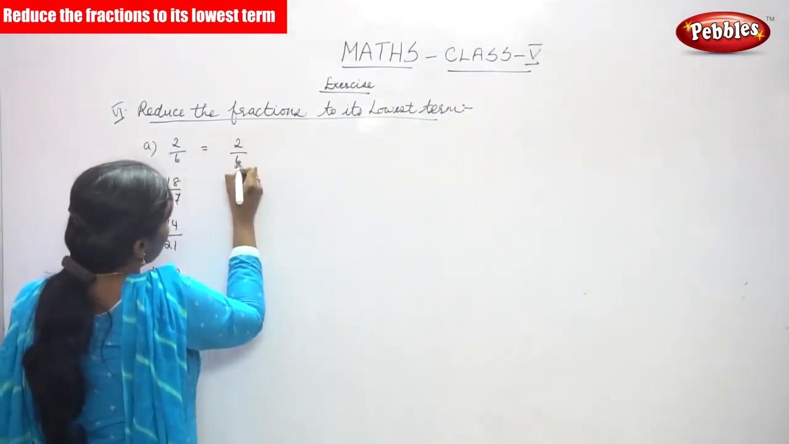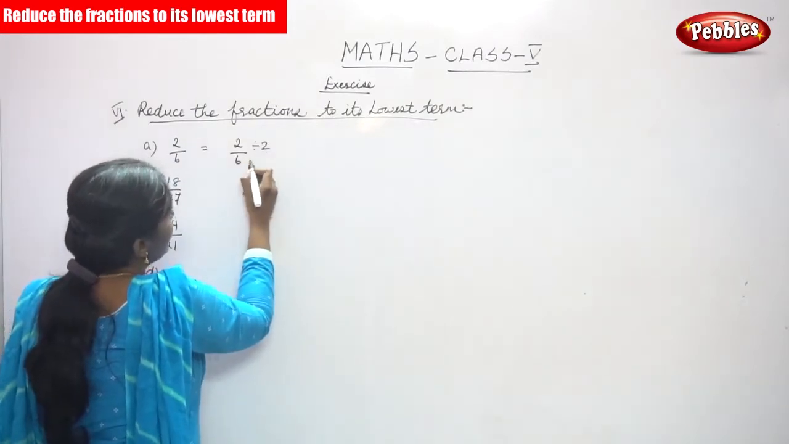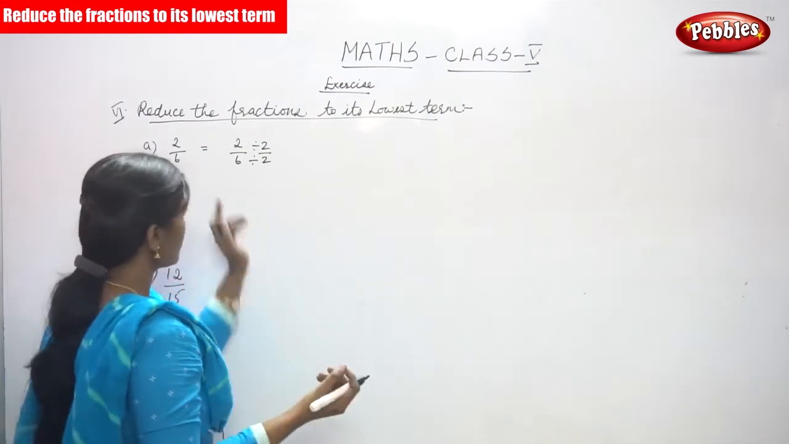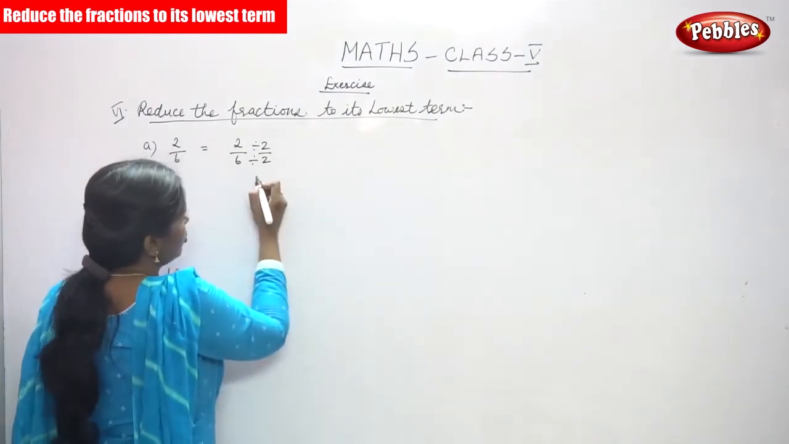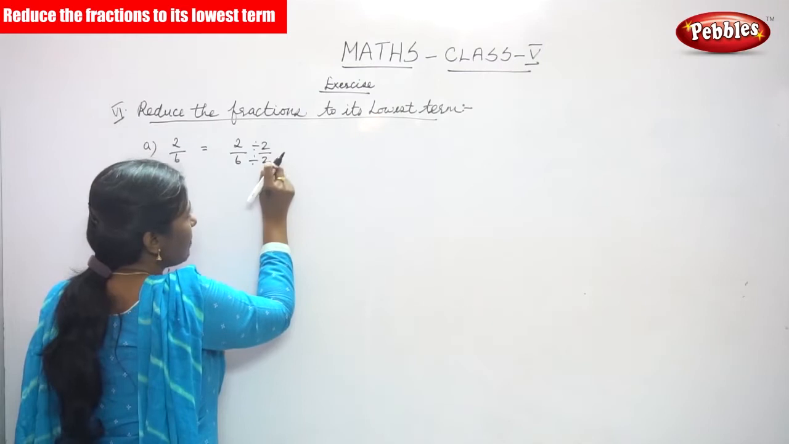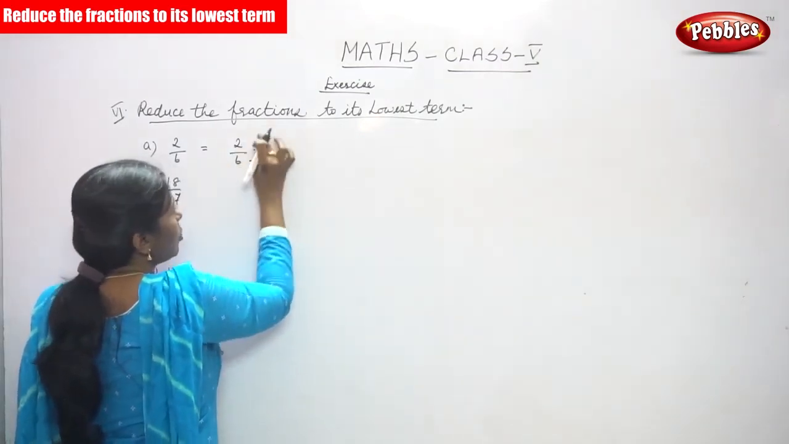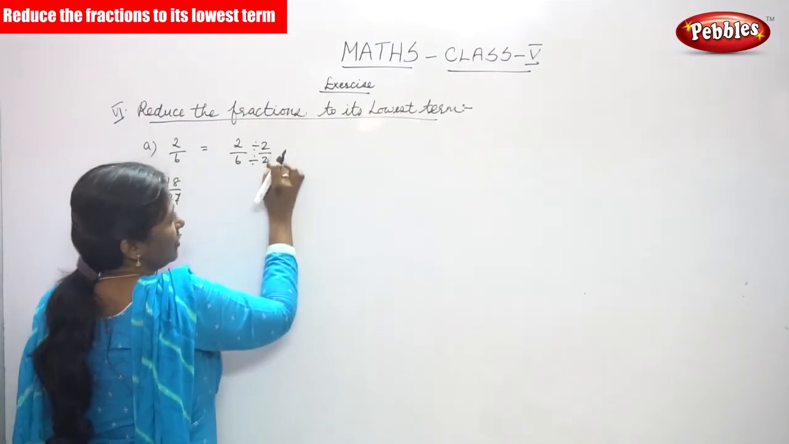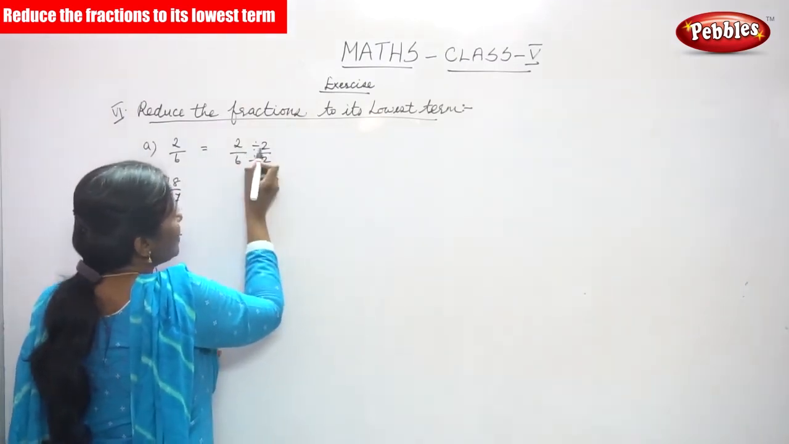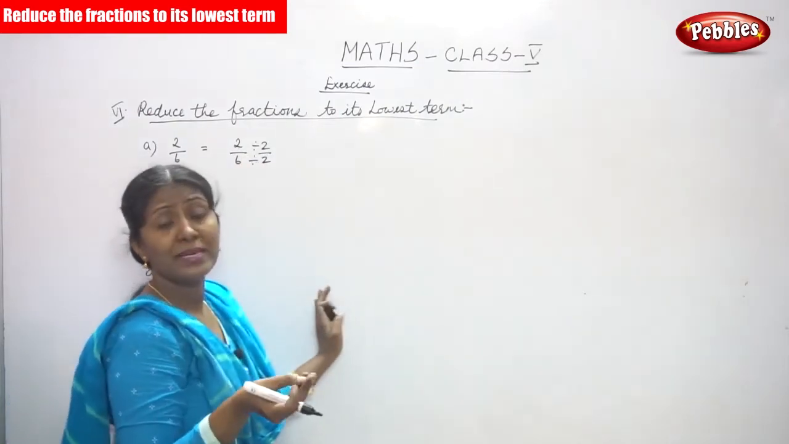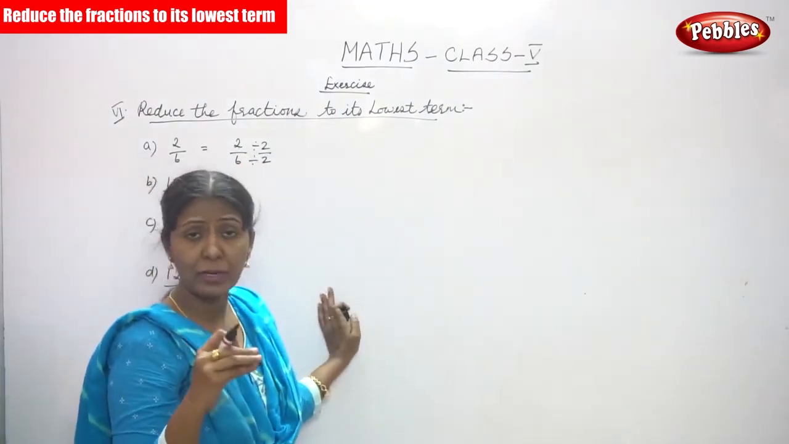So 2 by 6 is divided by 2. I am taking the very lowest factor. 2 by 6 is divided by 2 means 2 divided by 6 is a fraction. So the lowest factor is 2 I am taking. So 2 is divided by 2. The numerator is divided by 2 and the denominator is also divided by 2.